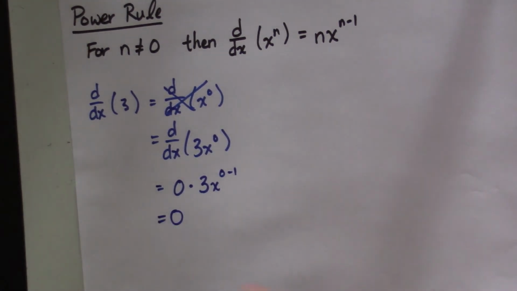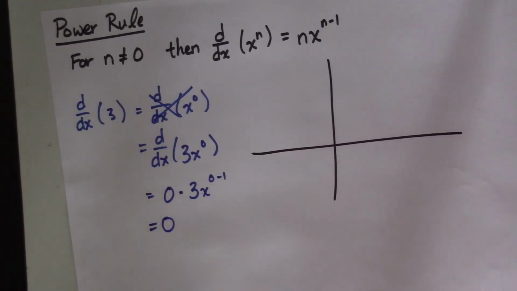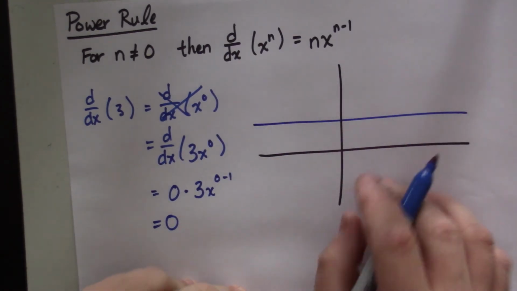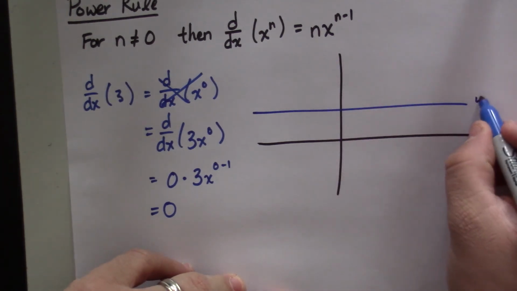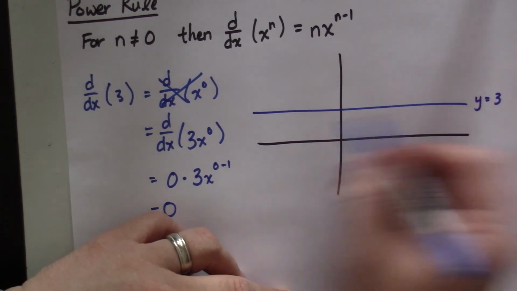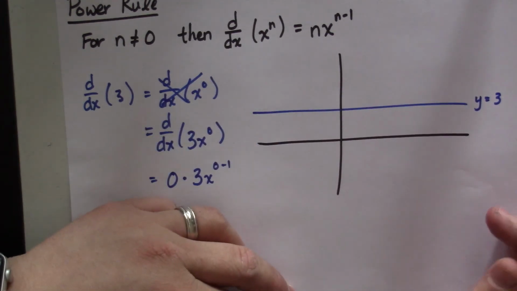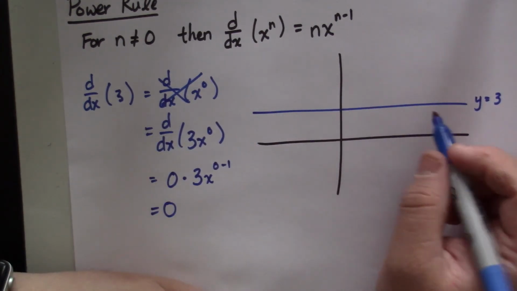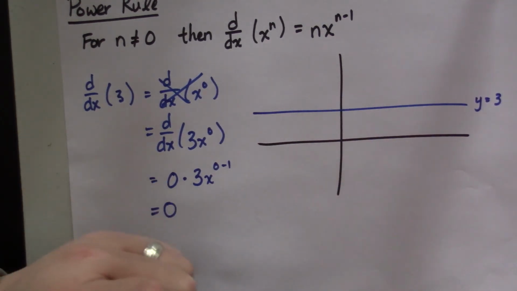I have always thought about this slightly differently. What I've always thought about is if I graph this function like this, well, if this is 3, so this is y equals 3, what's the slope of that line? Well, it's 0 because it's a flat horizontal line, perfectly parallel to the x-axis. So actually talking about it like this, we're okay.